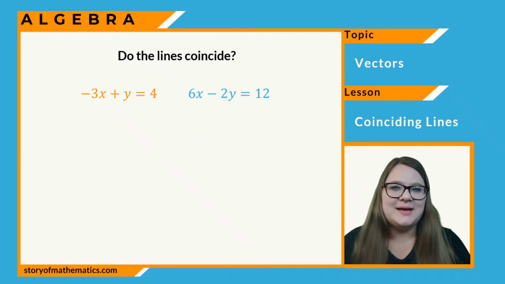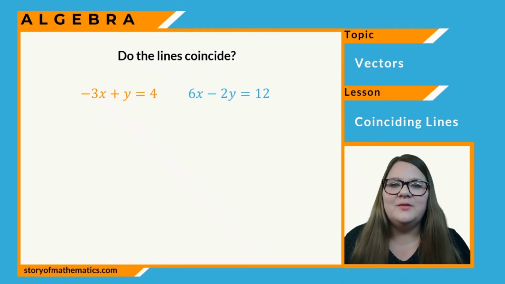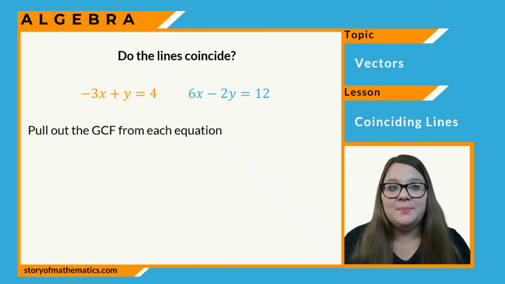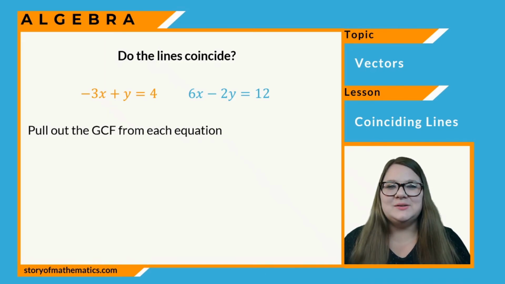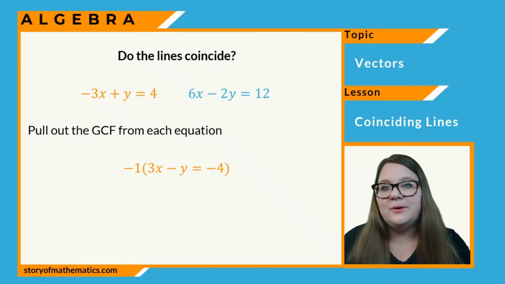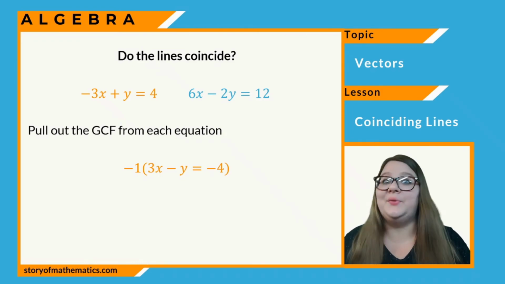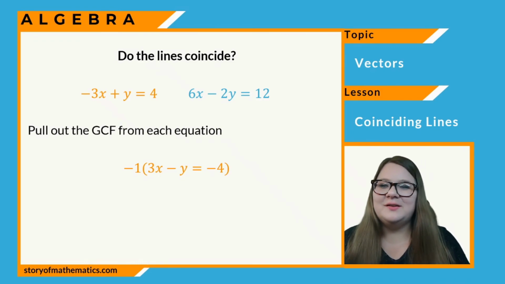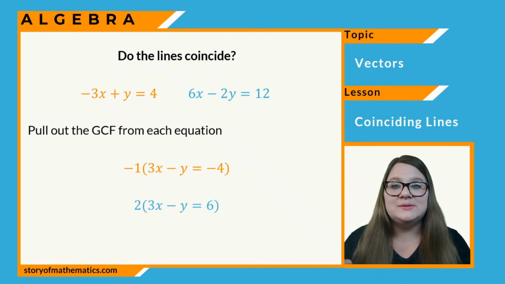What if I gave you -3x plus y equals 4 and 6x minus 2y equals 12? When I'm looking at that first equation, I'm going to pull a -1 out of all three things. So it's -1 times 3x minus y equals -4. I like to pull out the negative because I want my first term, my x, to be positive. It makes it easier if I just make that the rule. So I want to make the first term positive in my second equation too, even when I pull out my GCF. So I'm going to pull out a +2. That leaves me with 3x minus y equals 6.